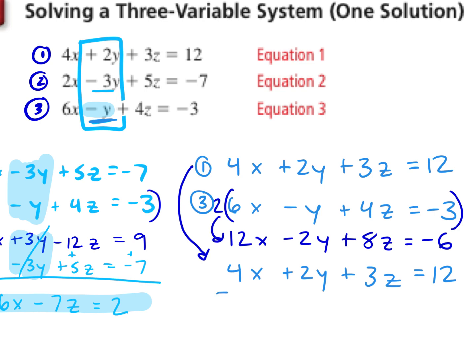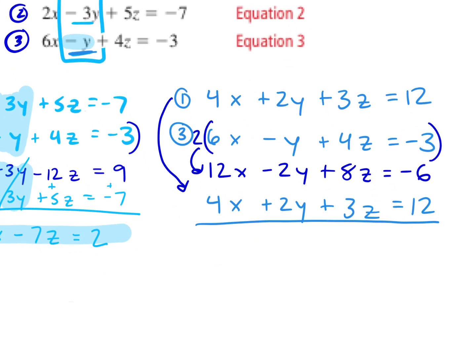Now I'm going to combine these two together. So 12x plus 4x is 16x. The y's cancel. 8z plus 3z, 11z. So plus 11z is equal to negative 6 plus 12, 6. So now I have two equations with two variables.